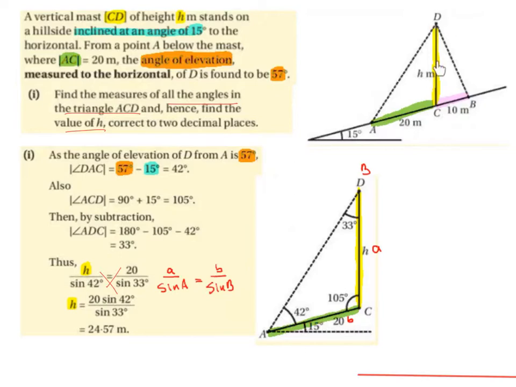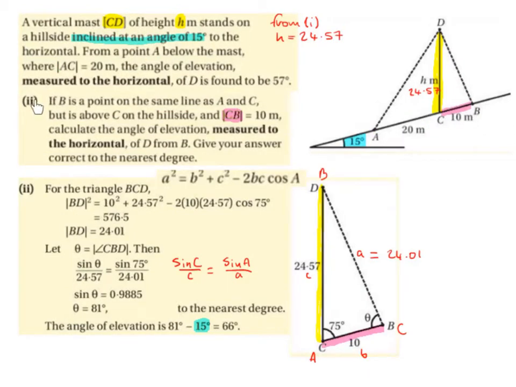So the height of the mast is 24.57 meters. Part 2. If B is a point on the same line as A and C, but is above C on the hillside, and CB is equal to 10 meters, calculate the angle of elevation measured to the horizontal of D from B. Give your answer correct to the nearest degree.